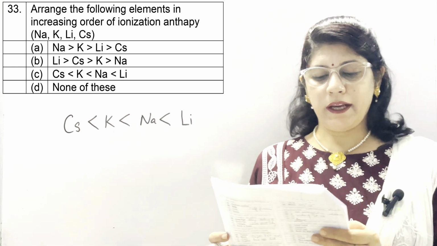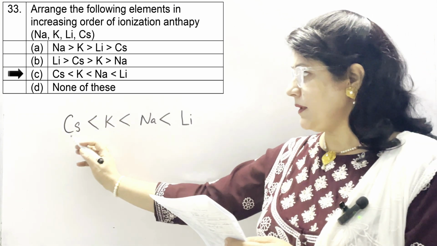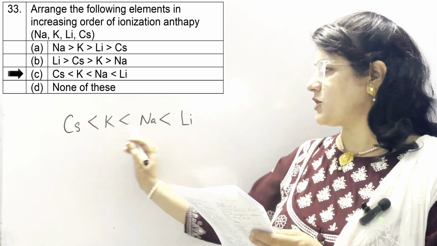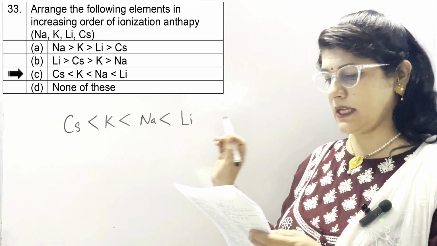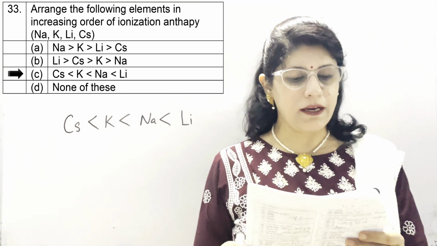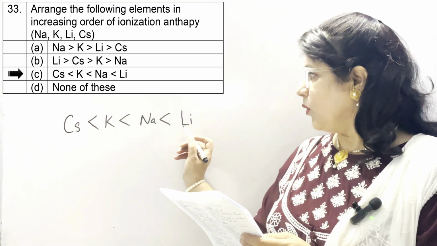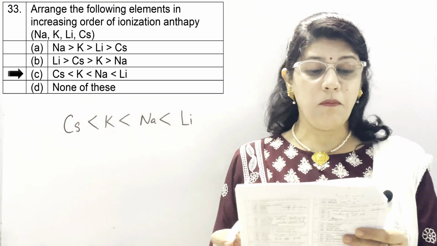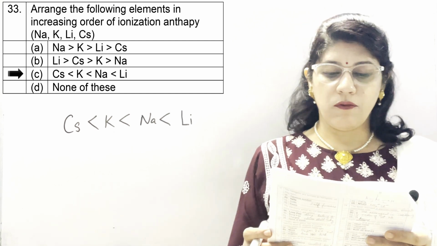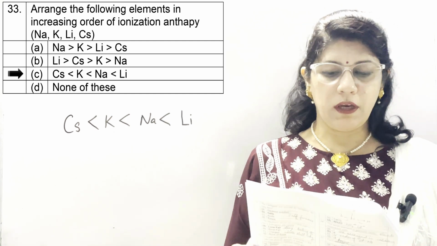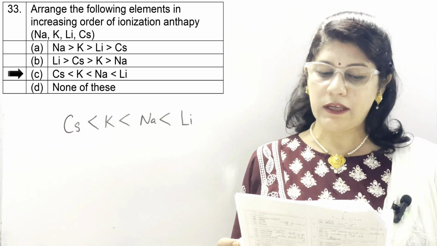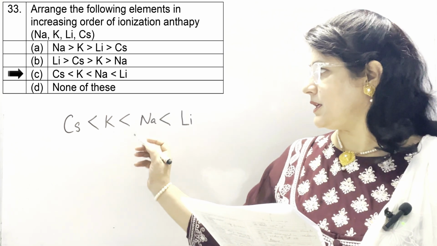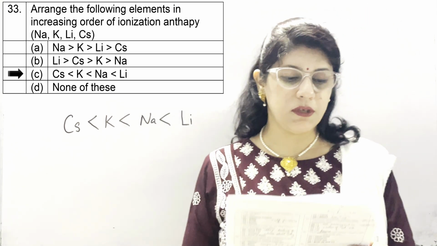So we know the correct option is cesium is less than potassium, then potassium is less than sodium and sodium is less than lithium. Ionization energy is more in lithium than in cesium, because we know that cesium is at the bottom of the group, and as we move from top to bottom in a group, ionization enthalpy decreases. So the correct option is C, option number C.